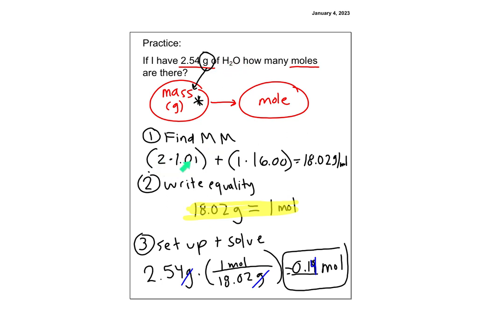So I take 2 times 1.01 for the hydrogens, 1 times 16 for the oxygen, and I get 18.02 grams per mole. I can write that equality, 18.02 grams is equal to 1 mole, or I can look at my Mole Island. It says that if I'm going from Mass Island to Mole Island, I put the number that was given out in front and multiply it by 1 mole over MM, the molar mass in grams. So I'm going to say 1 mole on top, 18.02, the molar mass in grams, on the bottom, and now we just solve the way we've been solving. Multiply this times 1, and then divide that by 18.02, I get 0.14 moles as my final answer.